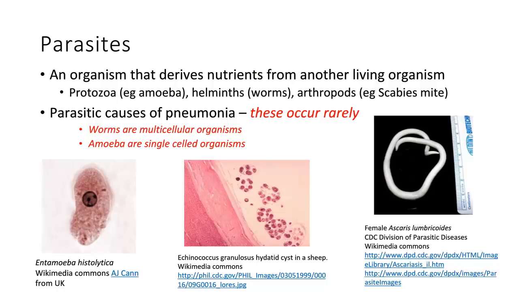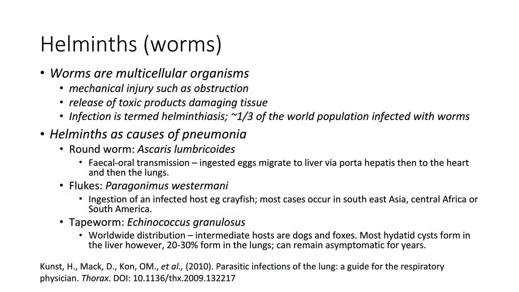Worms are certainly multicellular organisms, whereas amoeba as a protozoan is a single-celled organism. As multicellular organisms, the worms actually cause physical injury through obstruction. They take up physical space. But they also metabolize, so they use nutrients, create waste products, and can release toxic products, and that will damage the tissues around where they are and create an inflammatory response.